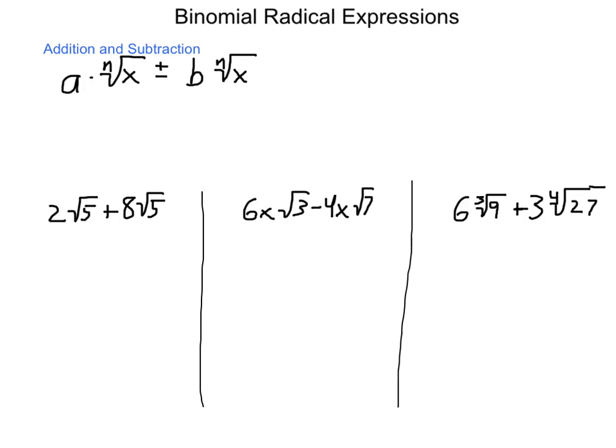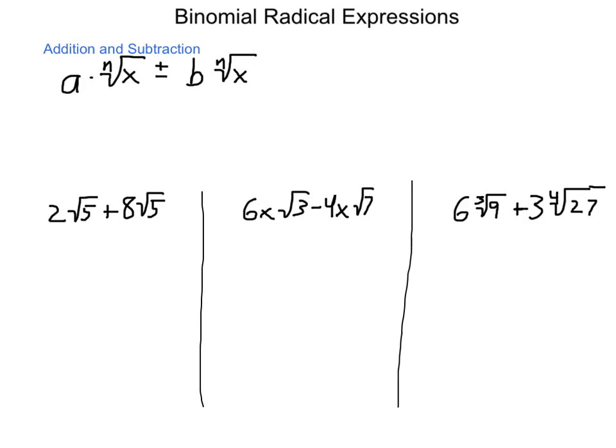In our previous lesson, we learned how to multiply and divide basic radical expressions. In this lesson, we're going to talk about binomial radical expressions, which means we're going to have a non-radical portion and a radical portion, similar to when we were adding complex numbers. So let's start with basic rules for addition and subtraction.